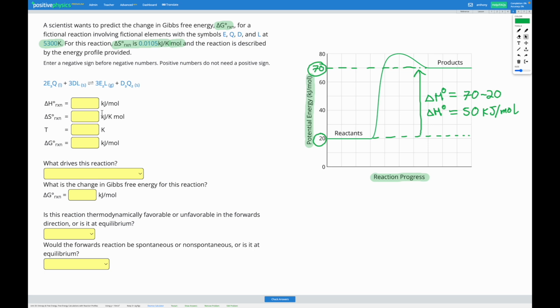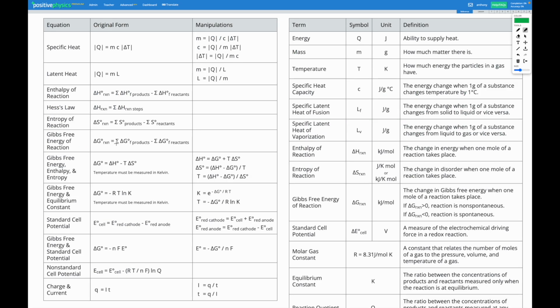So let's go ahead and fill in our known variables in here. We just calculated the enthalpy change of reaction was 50 kilojoules per mole. Delta S naught of reaction, the entropy change we were given in the question as 0.0105 kilojoules per Kelvin mole. The temperature we're given in the question as 5,300 Kelvin. So let's go ahead and find our Gibbs free energy equation from the reference sheet. Here it is, our Gibbs free energy in terms of enthalpy and entropy. So delta G naught is equal to delta H naught minus T delta S naught. Remember, our temperature must be measured in Kelvin.